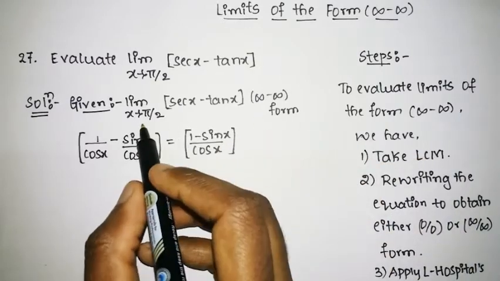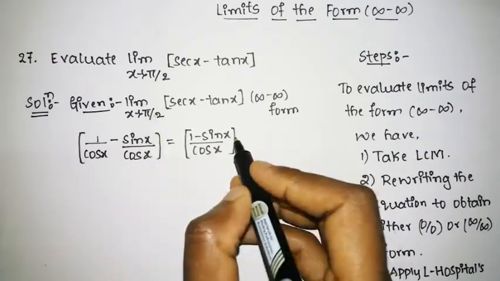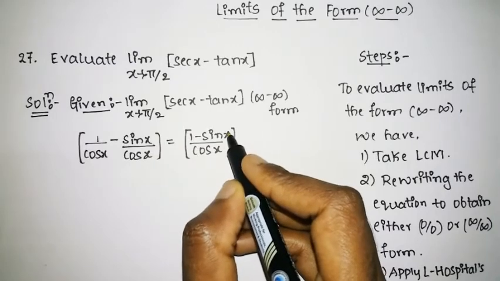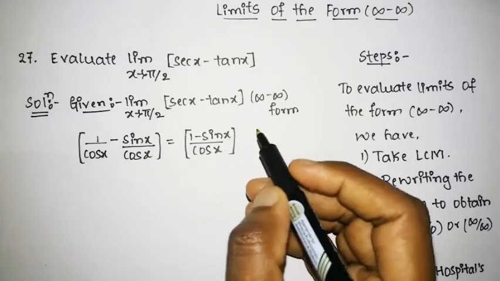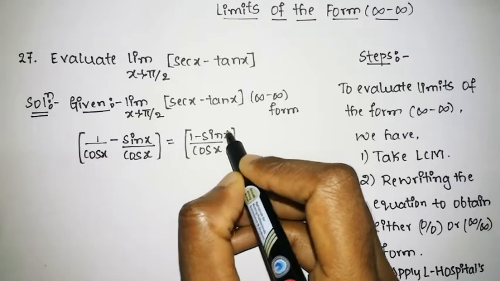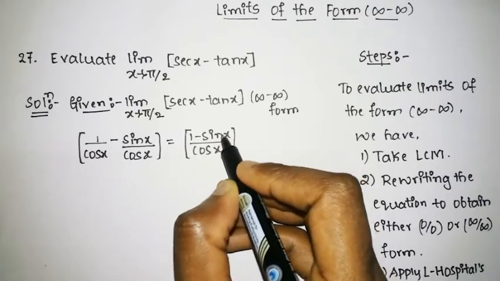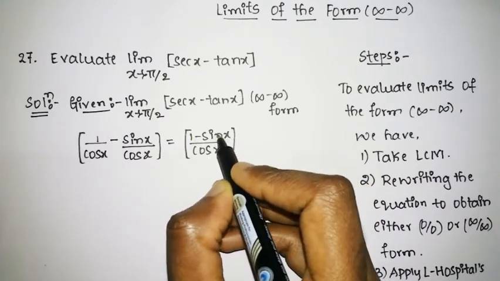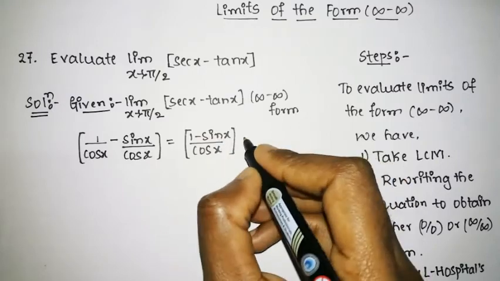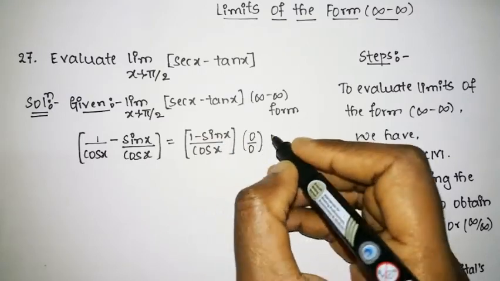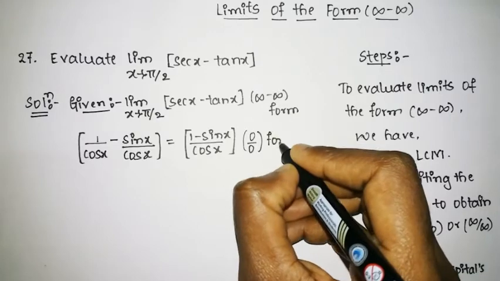Now again check by substituting the limit as x tends to pi by 2. We know that sin 90 is nothing but 1. So 1 minus 1 is 0. Similarly cos 90 degree is 0. Therefore we have written it in the form 0 by 0.